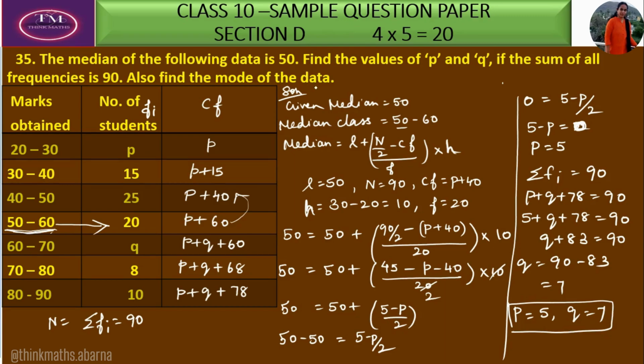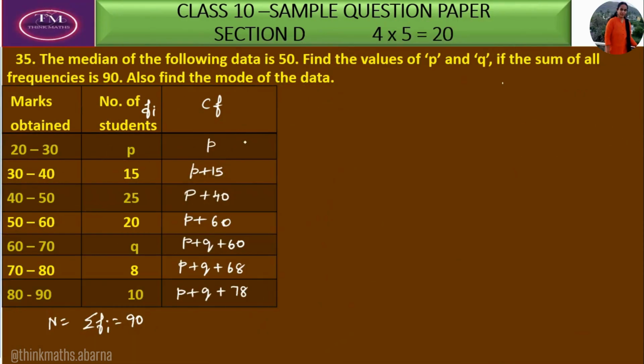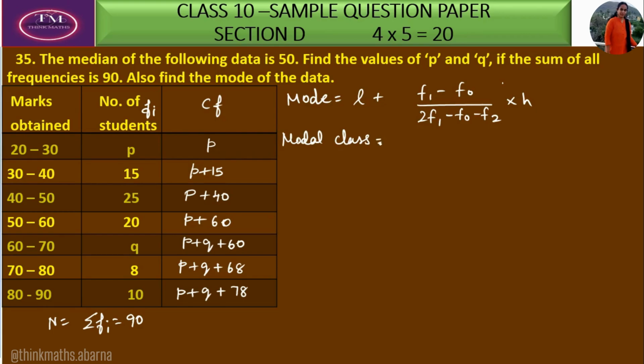Next we have to find the mode of the data. So we will do that on the next page. What is the formula for mode? Mode is equal to L plus (F1 minus F0) divided by (2F1 minus F0 minus F2), into H. So this is the mode formula. So which is the modal class? Modal class is nothing but the class that has the highest frequency. Who has the highest frequency? 25. So the modal class is 40 to 50.